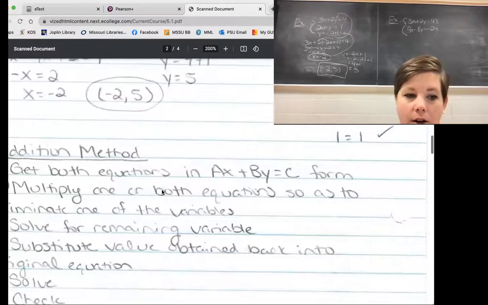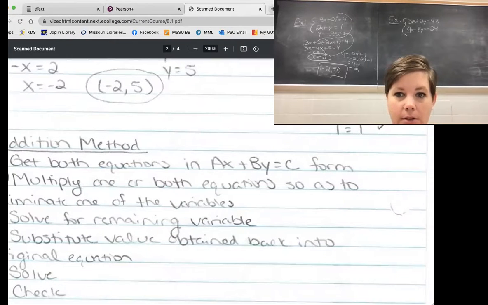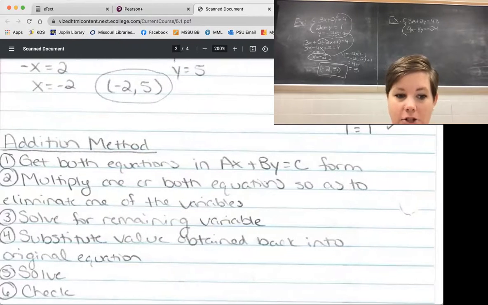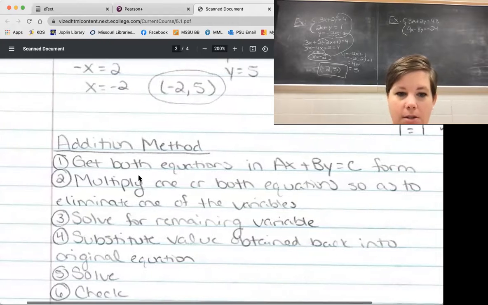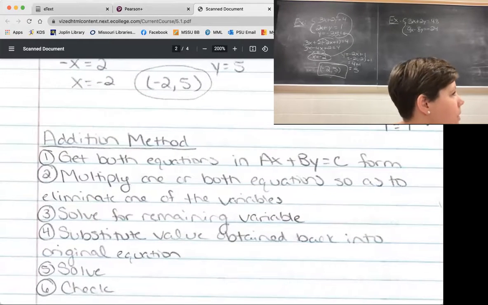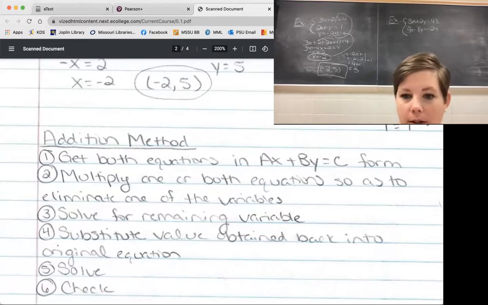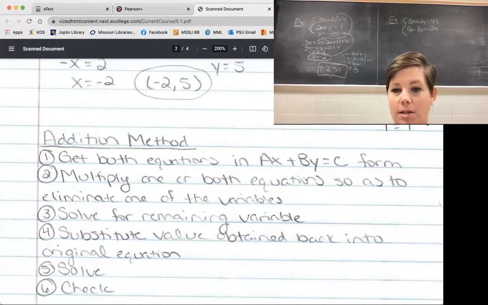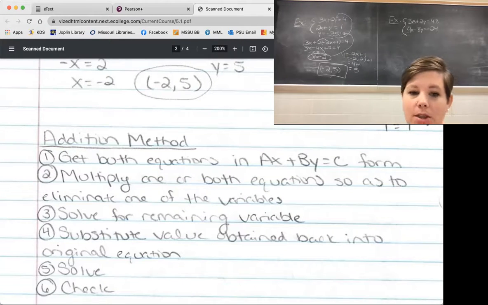Okay. There's also another method called the addition method. This is the one I feel like we use more. Although, I'm only going to use a couple examples of both, but either one will work no matter what system you're dealing with. It's just sometimes it's nicer to use the substitution method and sometimes it's nicer to use the addition method.